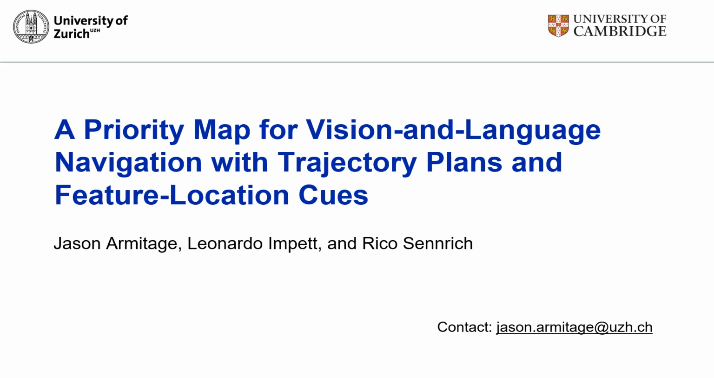Hi everyone, my name is Jason and I'm pleased to present our paper, A Priority Map for Vision and Language Navigation with Trajectory Plans and Feature Location Cues. This is research that was co-supervised by Leonardo Impet from the University of Cambridge and supervised overall by Rico Zenrich at the University of Zurich.